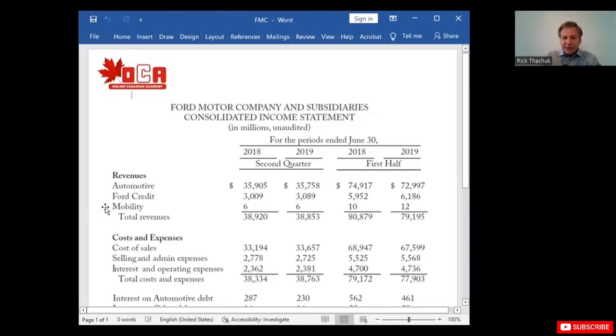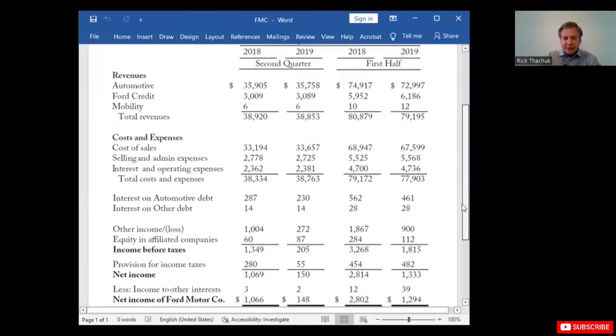And mobility, that's a new item. You see that the revenues are very small in this area. This is a line item recently created by Ford Motor Company. That will include autonomous vehicles, self-driving vehicles, and electric vehicles. It's very small right now, but obviously Ford Motor Company expects this to be a much larger share of revenue going forward. If I add these three together, I get total revenues. So this is the first thing that appears at the top of the income statement. And one of the things that people want to know, what were total revenues? Did they go up? Did they go down? Were they flat? The next item, cost and expenses.